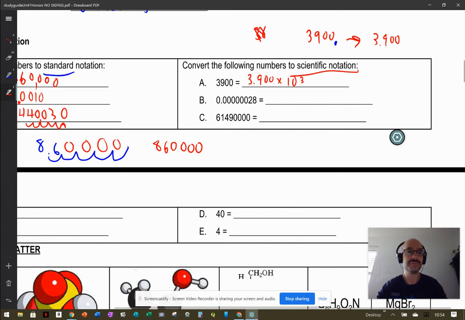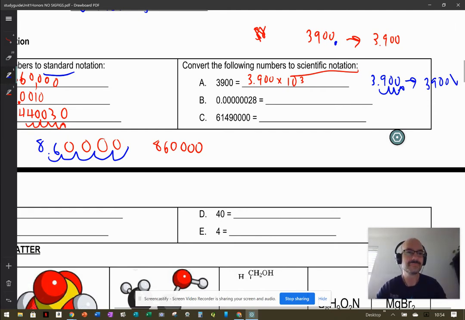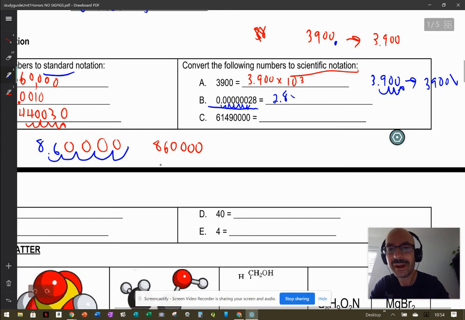And check it if you want. If you look at that number and you take your 3.900, this says to the third right here. So let's hop it to the right 3 times. 1, 2, 3. That'll give us 3,900, and that checks out. For this one over here, we want to make this a number between 1 and 10, so that's going to be 2.8. And to do that, I had to hop 1, 2, 3, 4, 5, 6, 7 times to the right. So I'm going to make this times 10 to the negative 7.